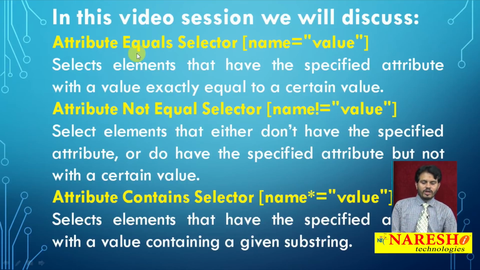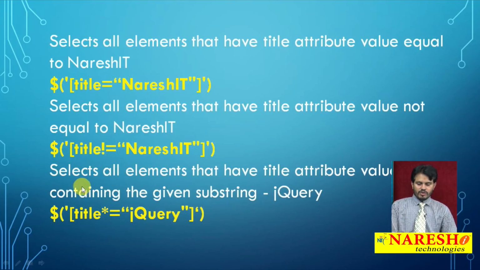Here I am saying select only those elements whose attribute is equal to this value. Here I select only those elements whose attribute is not equal to the specified value. Here I am saying select those elements whose attribute contains the value anywhere. That element is to be selected. So for this one you are using: select all elements that have a title attribute value containing the given substring jQuery. Wherever jQuery is in the element's attribute value, that element must be filtered out.